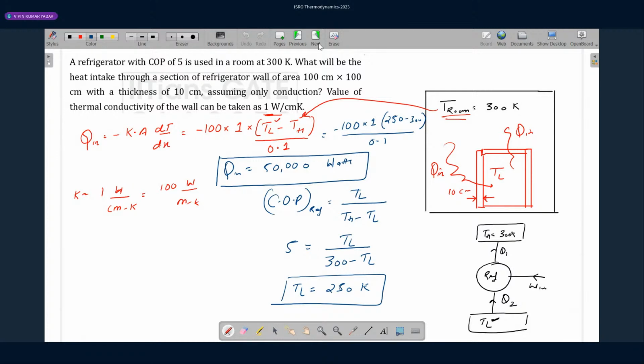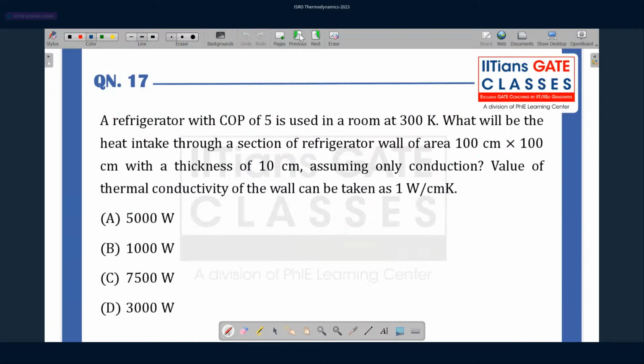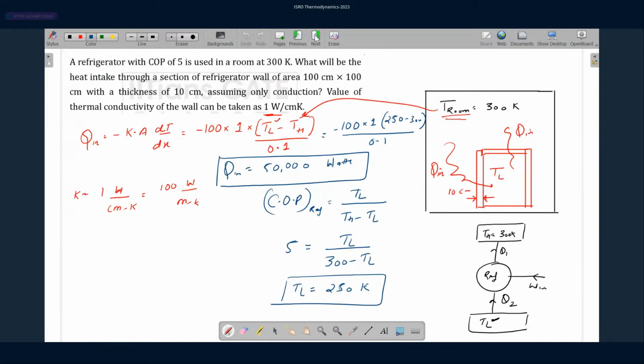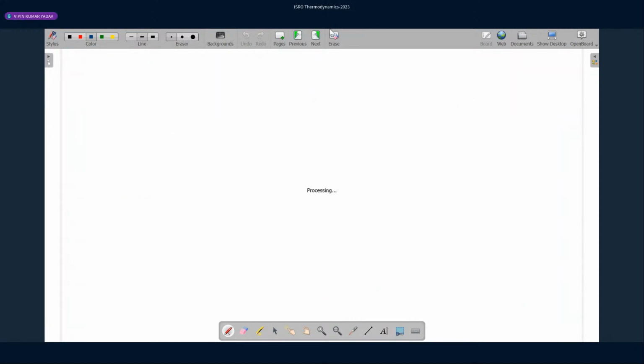So I think there is some misprint in the answers. It should be 50,000 instead of this. Okay. So A is the correct answer. I think there is some misprint here. Anyway, I think it is 50,000 itself. Got it? Let's move on to the next question.